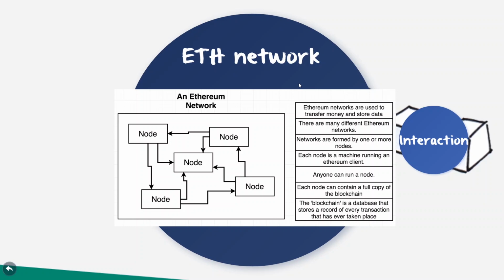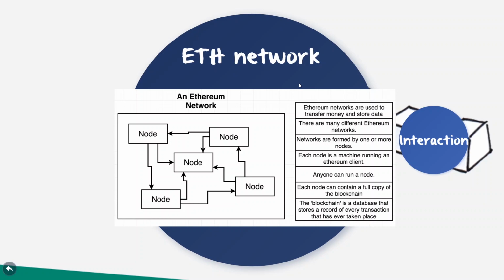Each node in the Ethereum network is a machine running an Ethereum client. Now what do I mean with a machine? A machine can be anything that forms a computer. So it can be a laptop, a Mac, a PC, or anything else. The client you download is a software which allows you to interact with the Ethereum network. So you download it, install, and then connect to the Ethereum network.